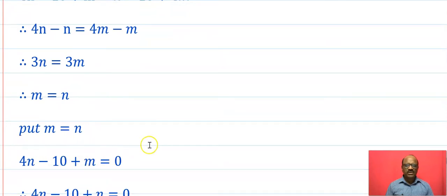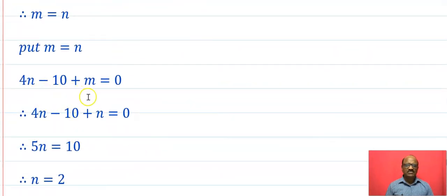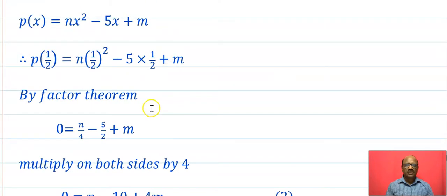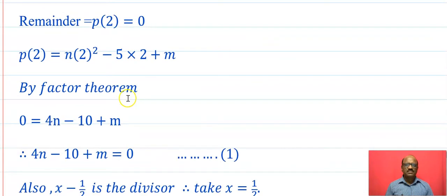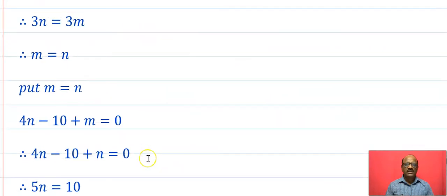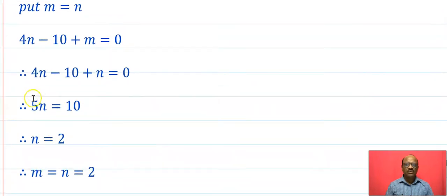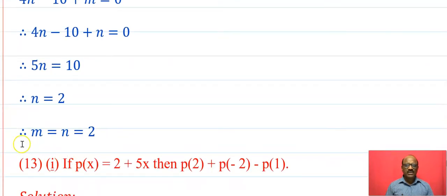Now put m is equal to n in any equation. I have substituted here, in equation 1, 4n minus 10 plus m is equal to 0. What is here? 4n minus 10, m is replaced by n, and overall you will get 5n is equal to 10. Therefore n is equal to 2. Therefore m is equal to n is equal to 2. The values of m and n are 2.